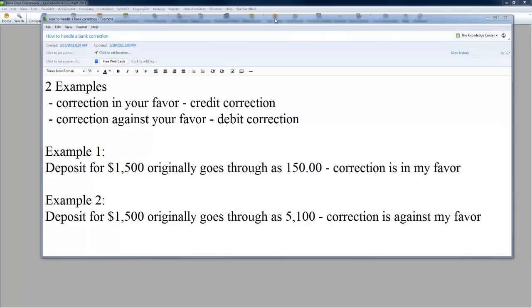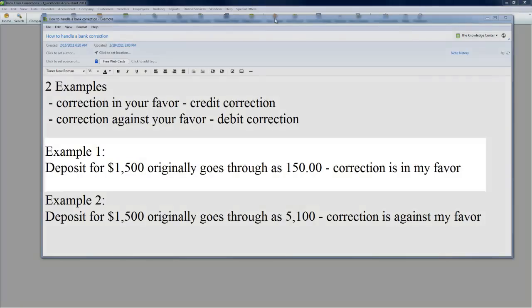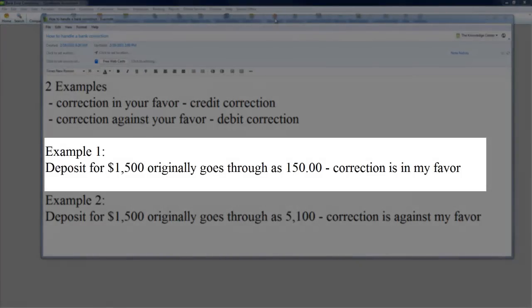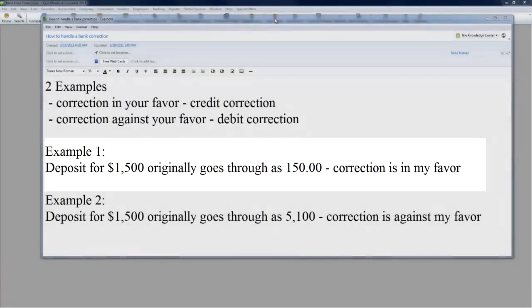We're going to look at two examples. One, a correction in your favor, which is a credit correction. Another, a correction against your favor, which is a debit correction. Example one, we'll look at a deposit for $1,500 that for some reason went through as only $150. So the correction is going to be in your favor. The bank has to give you the additional money.